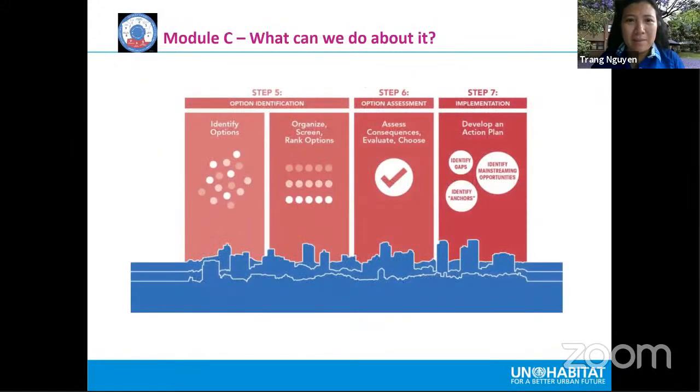That is about it. Now, say we have a set of objectives and some activities being listed. Now we move to the next one. What can we do about it? So what can we do?